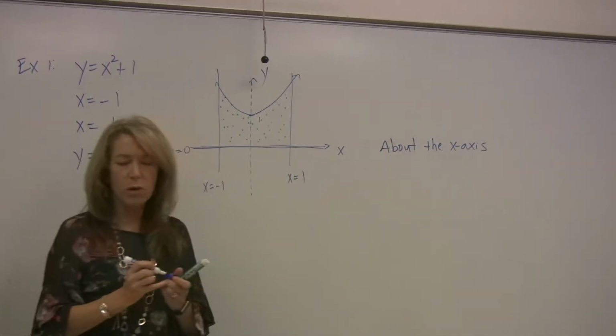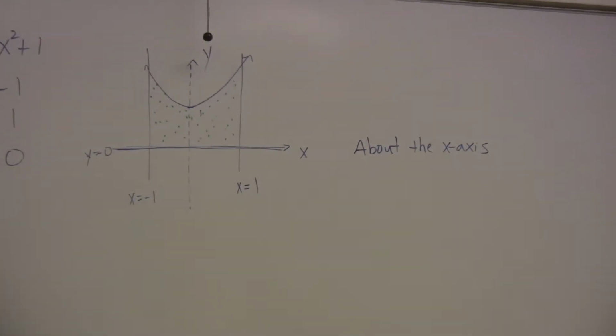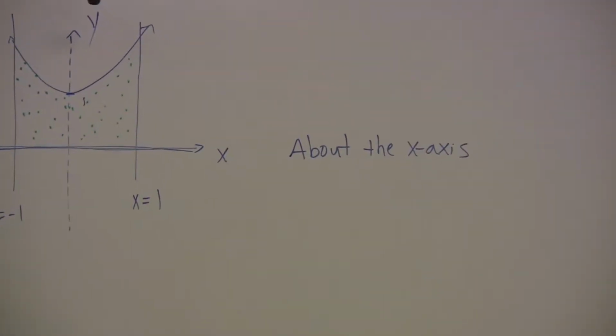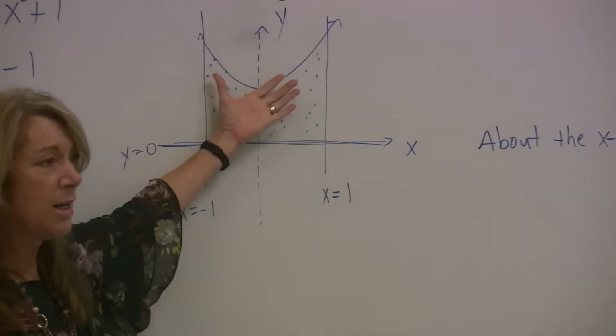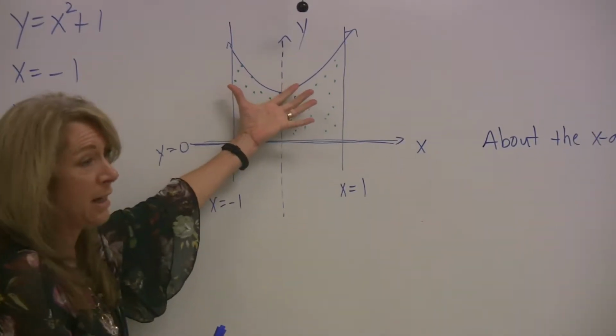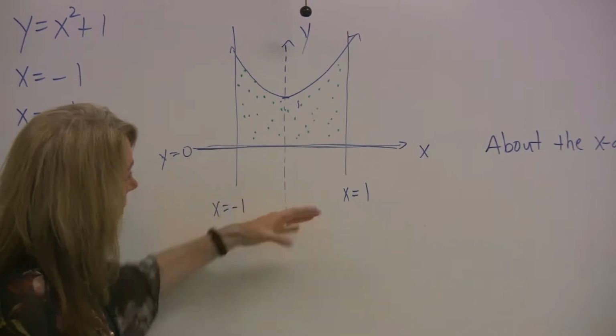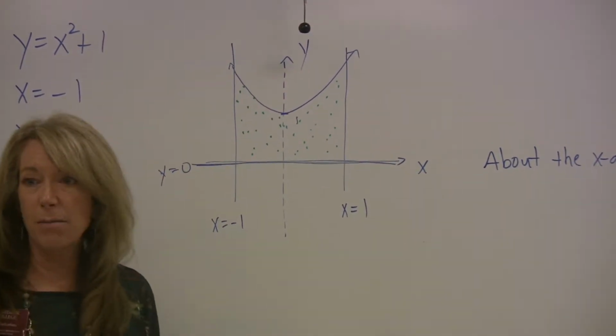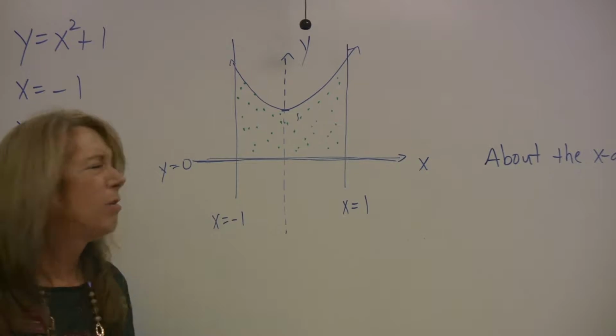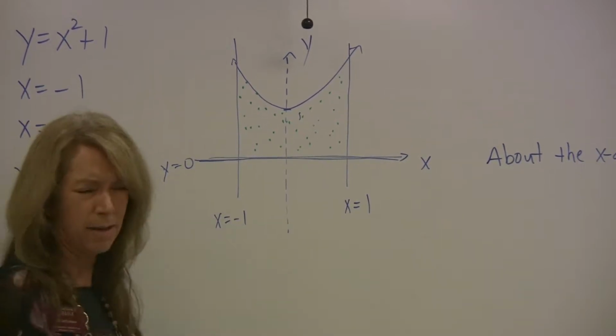About the x-axis. So we're going to take that beautiful picture. Now here's where you have to use your imagination. We're going to take this green polka dotted shape and rotate it out of the board, around, all the way back through until it comes back to where it started to get a three-dimensional shape. What the heck is that going to look like when we do that?